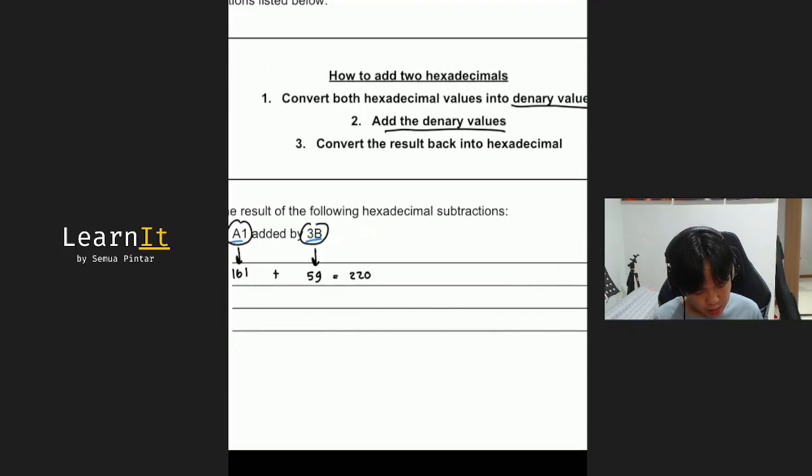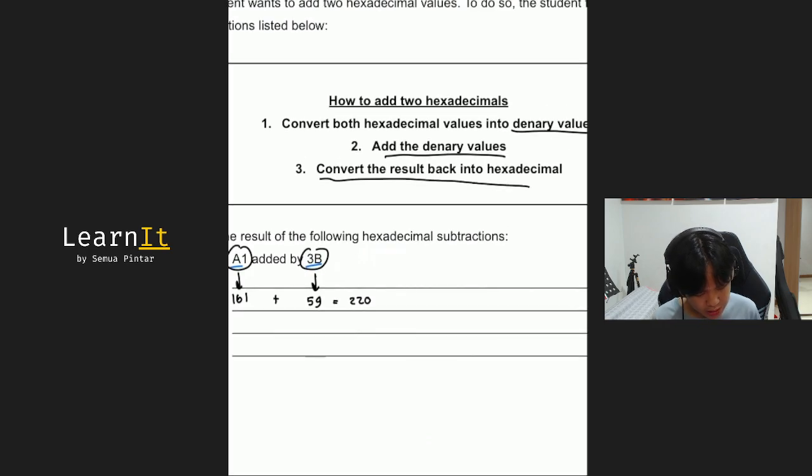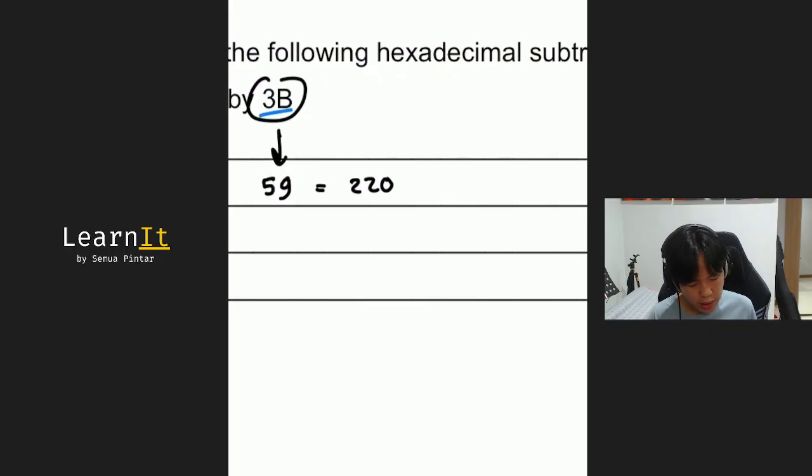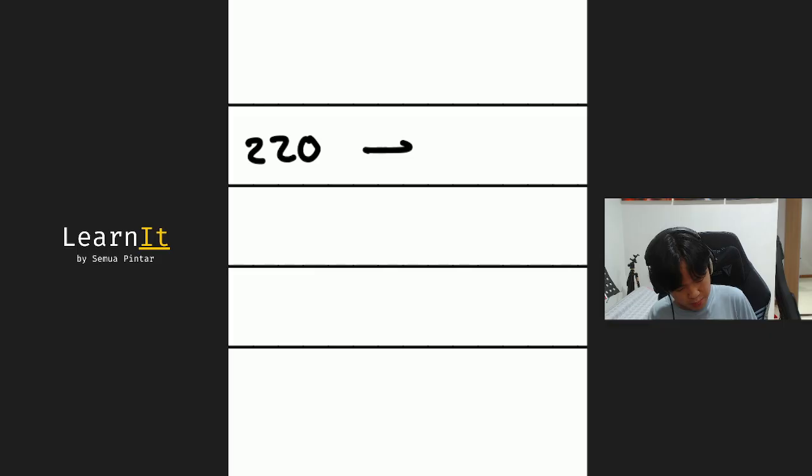And then what's next? After that, we have to convert the result back to hexadecimal. So now we have to convert this back to hexadecimal. And how much do you get? Let's Google. Okay, and if you convert this, you will get the hexadecimal of DC. That is the final answer.